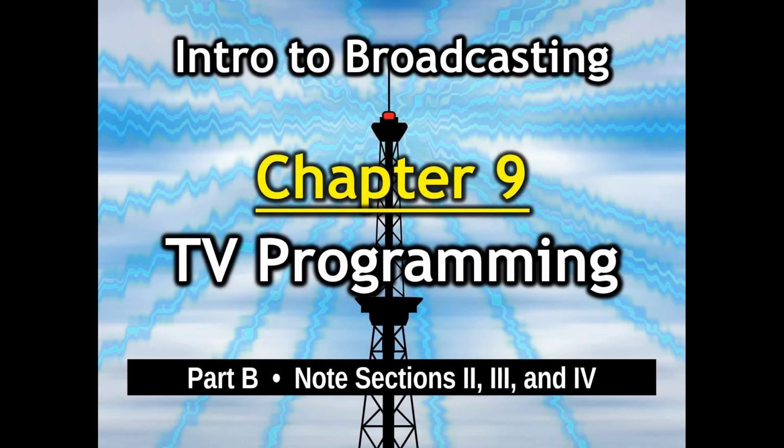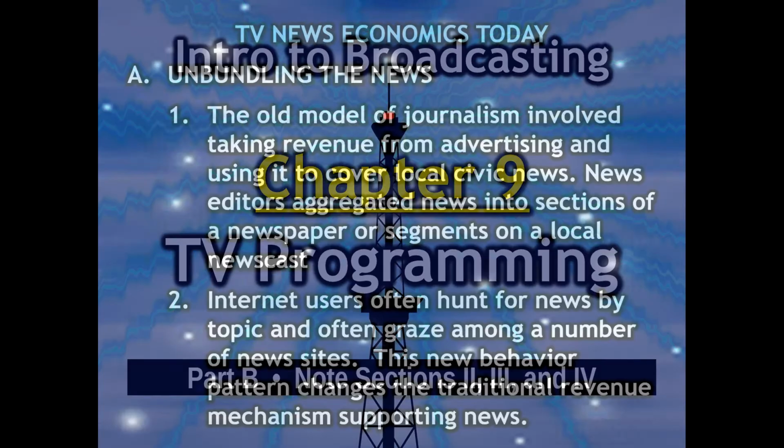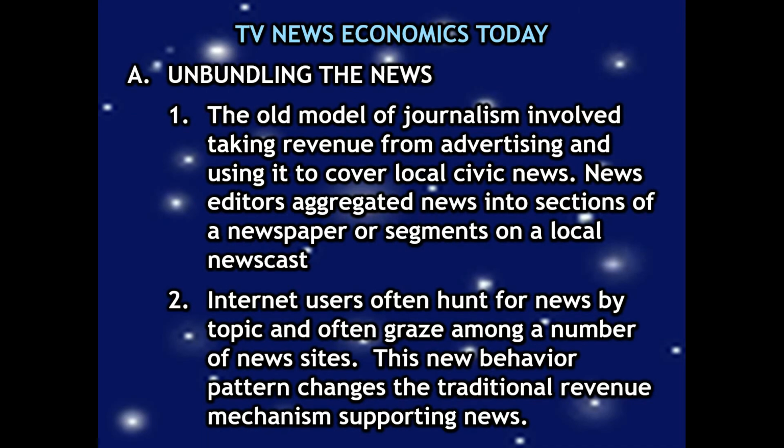All right, everyone, continuing on with the notes for Chapter 9, kicking off with Section 2 of your notes this time around and looking at TV news economics of today. The old model of journalism involved taking revenue from advertising and using it to cover local civic news. News editors aggregated news into sections of a newspaper or segments on a local newscast. And that's still pretty much how things work today. However, the internet is changing the game significantly.